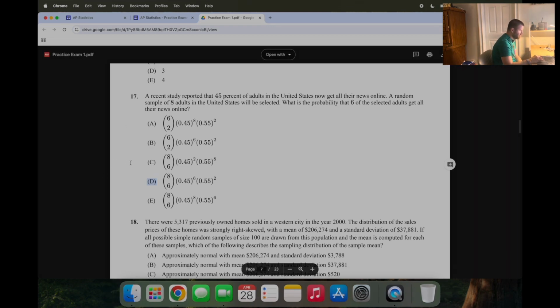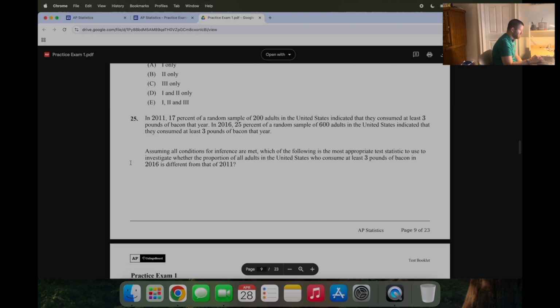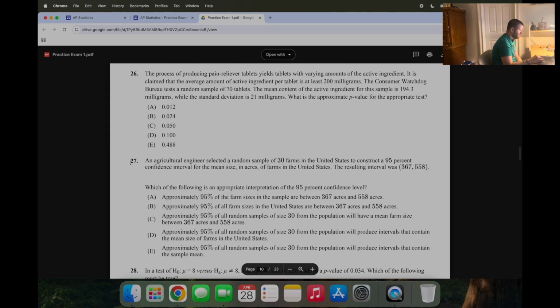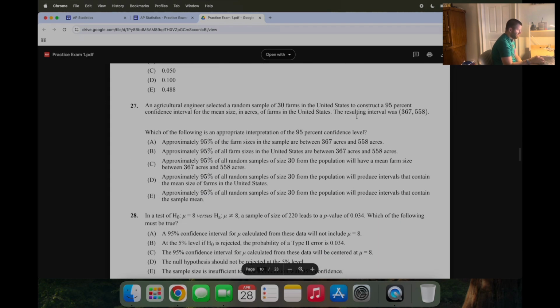So let's take a look at one more here. I'm going to jump down to a confidence interval one because this happens quite often. For 27, we have an agricultural engineer, random sample of 30 farms, and we have a 95% confidence interval. And here's that interval, 367 to 558. Again, short question, so taking the 10 seconds to read it, no big deal. Which of the following is an appropriate interpretation?